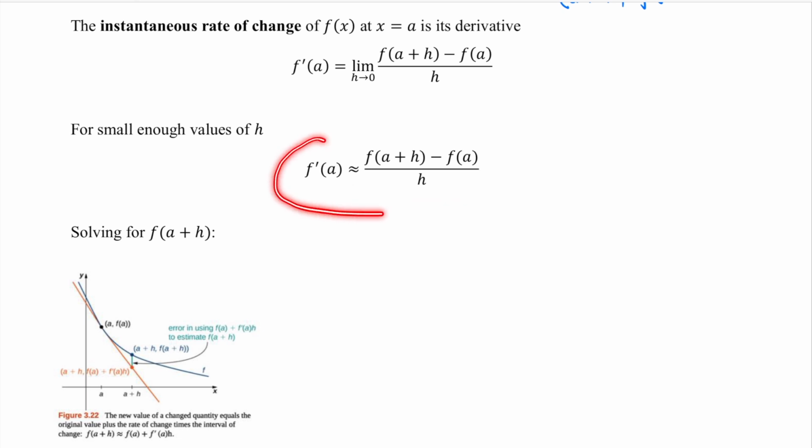Now, let's rearrange this equation to solve for f of a plus h. First, multiply both sides by h. And the h cancels out. And we have h times f prime of a is approximately equal to f of a plus h minus f of a.